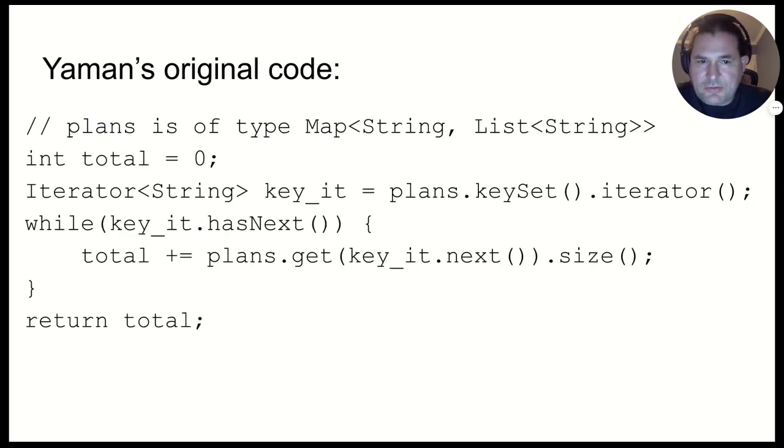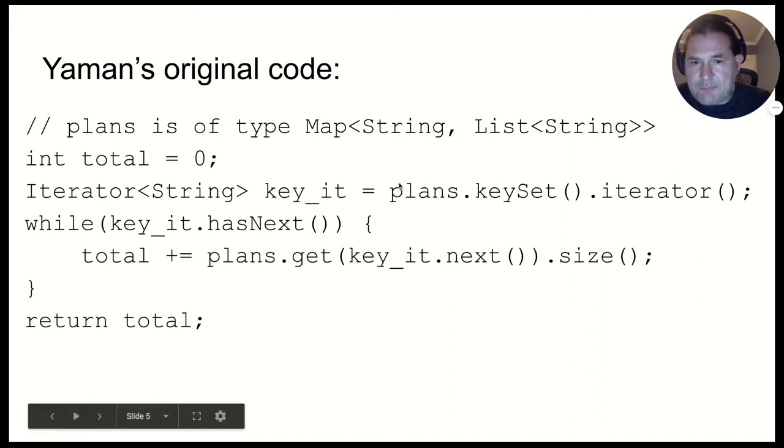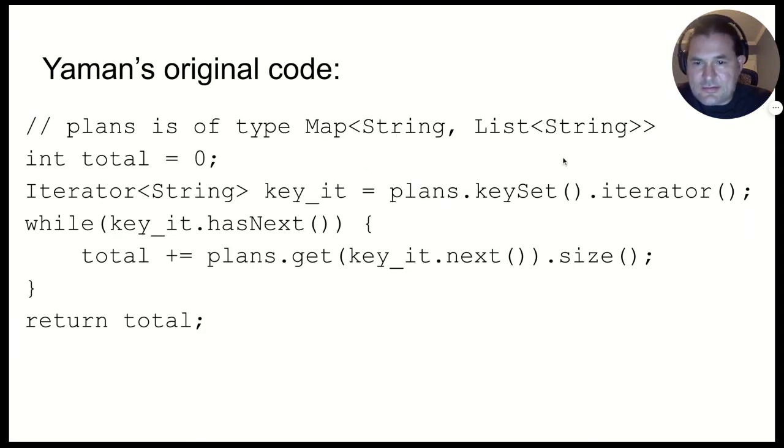So this was Yaman's original code. Basically, the type of this variable plans is a map from string to a list of strings. And what we want to do is count, go through the entire thing and figure out, okay, how big is all of this stuff combined? So here's one way to do it.